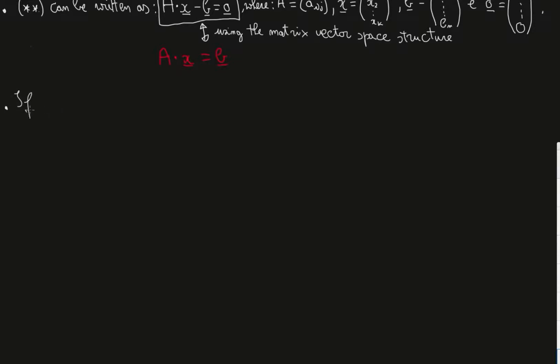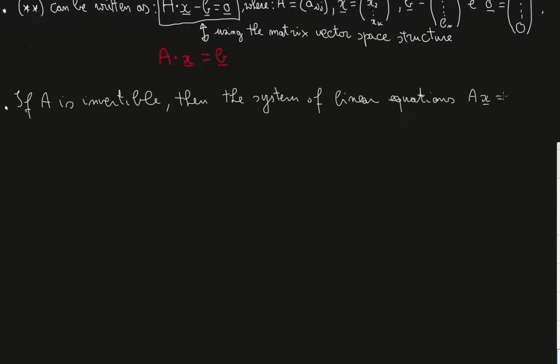So if the matrix A is invertible, then the system of linear equations AX equals B has a unique solution C equals A minus 1 times B. So how do we derive this remark?